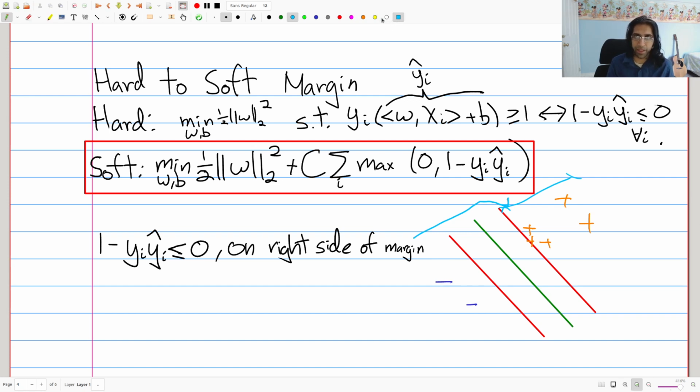Good. Now, let's see the next category. Let's write it like this: when 0 is less than or equal to yi hat, which is less than or equal to 1. This corresponds to, let's say, being within the margin.